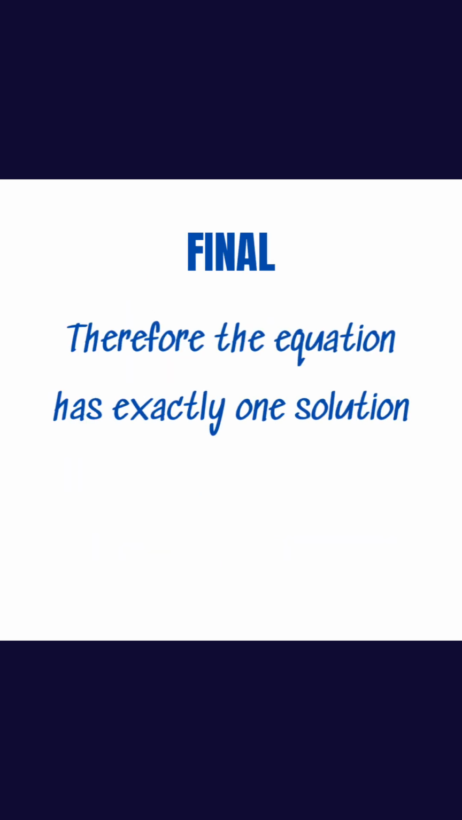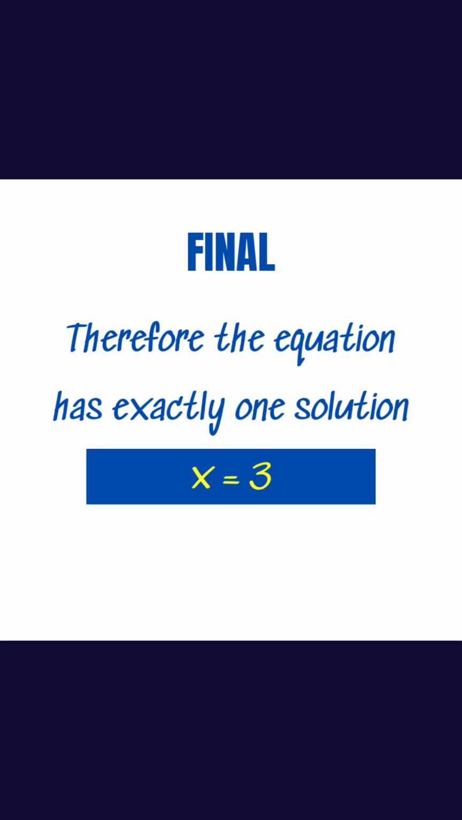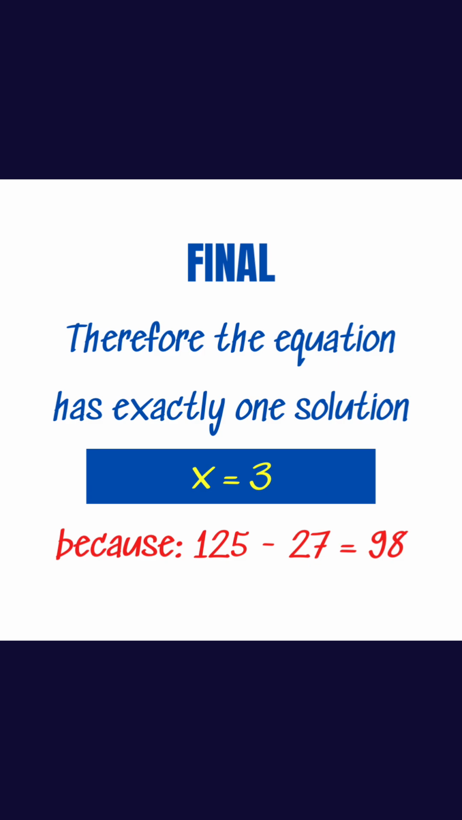Therefore, the equation has exactly one solution: x equals 3. Because 5 to the power 3 minus 3 to the power 3 equals 125 minus 27, which equals 98.